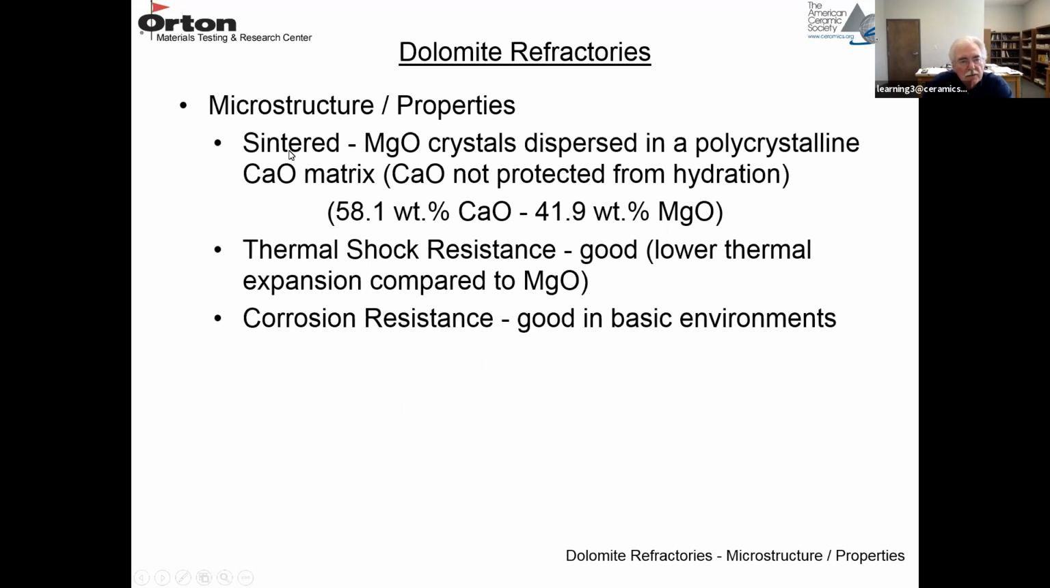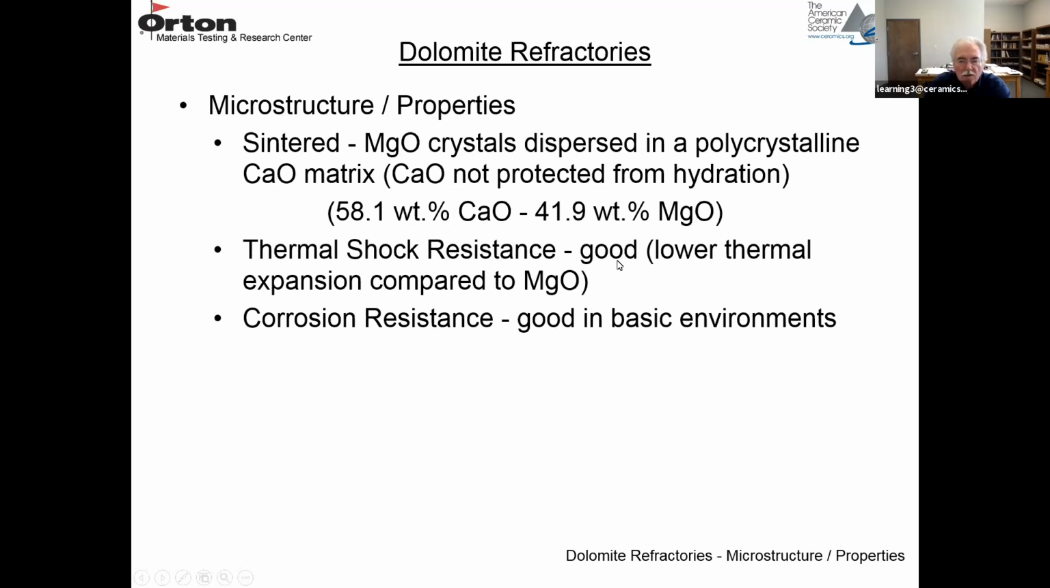The microstructure of the sintered material is MgO crystals dispersed in a polycrystalline CaO matrix. So the matrix is the bonding phase. Basically, it's not protected from hydration, so the CaO is exposed, whereas the MgO crystals are not. A typical dolomite refractory is about 58% weight CaO and about 42% weight MgO.